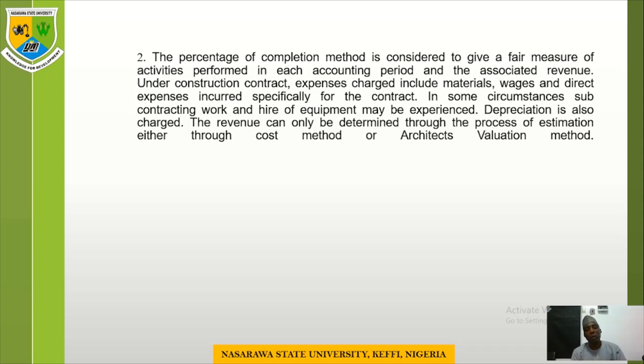You also need to note that under a construction contract, the following expenses are normally charged. The expenses include materials, wages, and direct expenses incurred specifically for the contract.